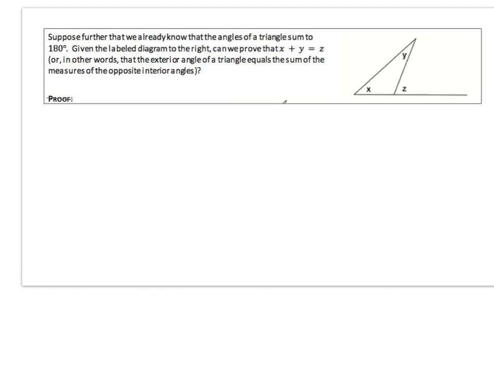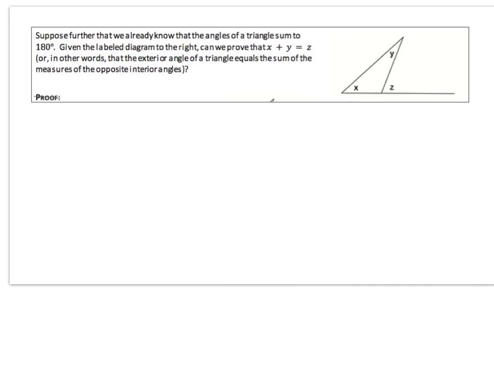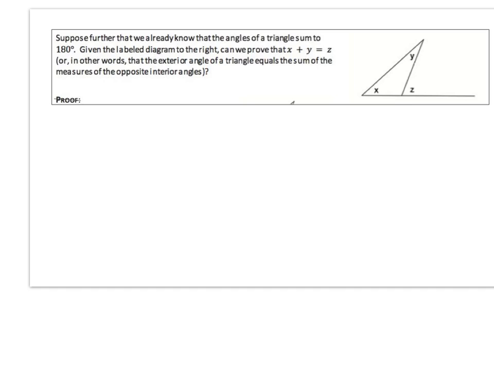Instead of using numbers, we use variables to represent the angle measures. And here we go. So suppose further that we already know that the angles of a triangle sum to 180. Given the labeled diagram to the right, can we prove that x plus y equals z? Or in other words, that the exterior angle of a triangle equals the sum of the measures of the opposite interior angles? Okay, can we do this?